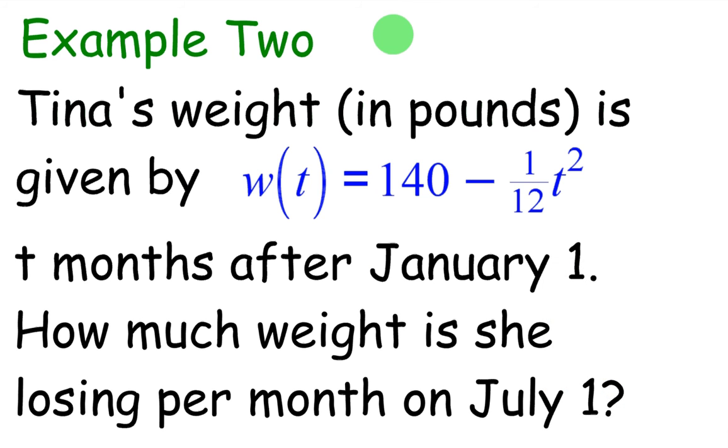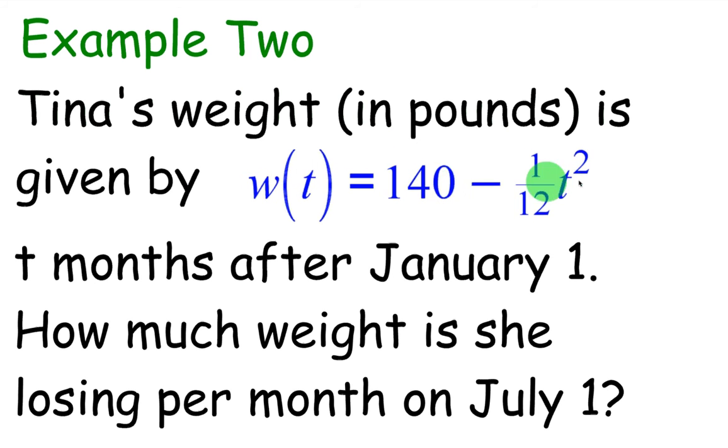Let's look at another instantaneous rate of change problem. We have Tina's weight in pounds, similar to the example we looked at before. W of t equals 140 minus 1/12 t squared. By the way, if you haven't seen the lesson on average rate of change, make sure you watch that first before you watch instantaneous. So this is her weight t months after January 1st. How much weight is she losing per month on July 1st?